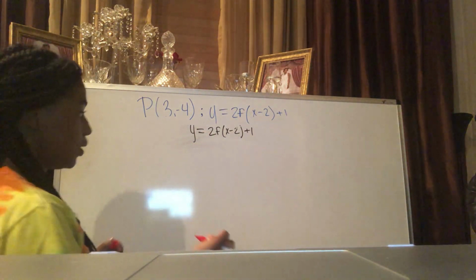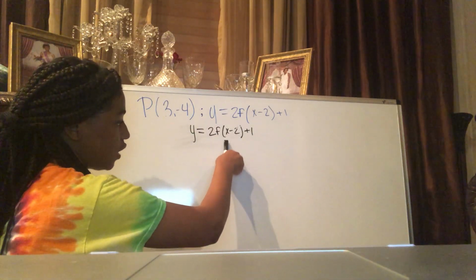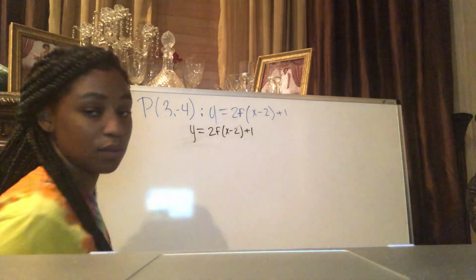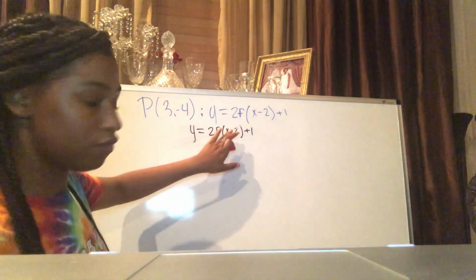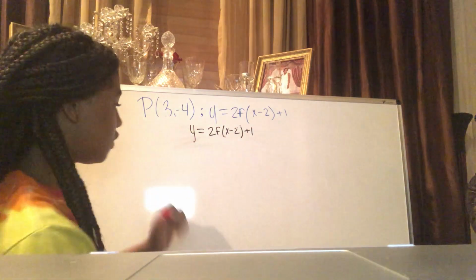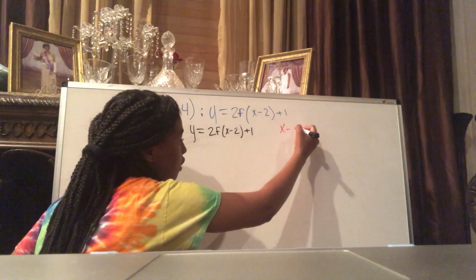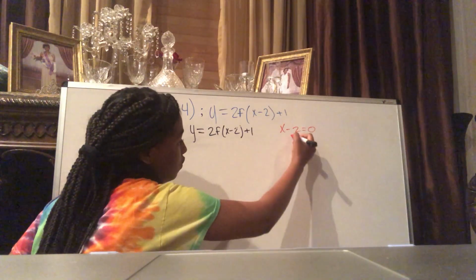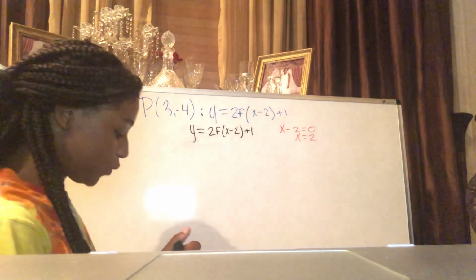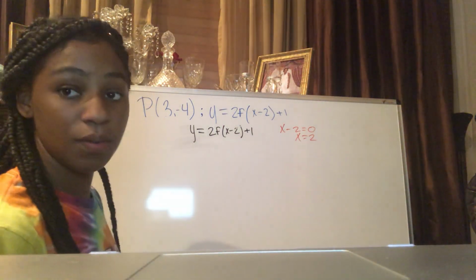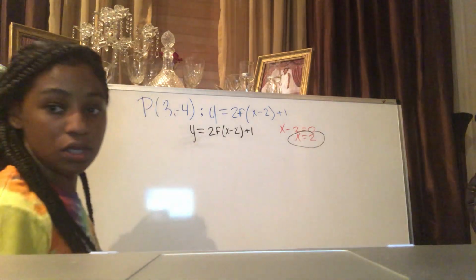So I'm going to take my function y equals 2f times x minus 2 plus 1, and I'm going to go ahead and subtract 2 from x. I'm going to write this at the side really quick. If I take x minus 2 and set that equal to 0, x gives me positive 2. By that giving me positive 2, I already know what my x value is, and that's what it's going to increase by.